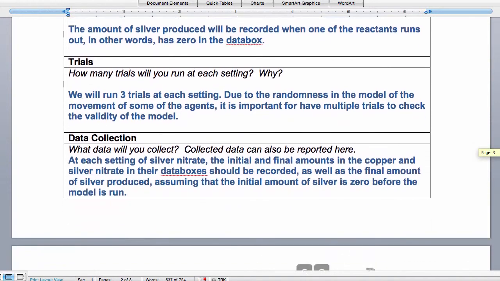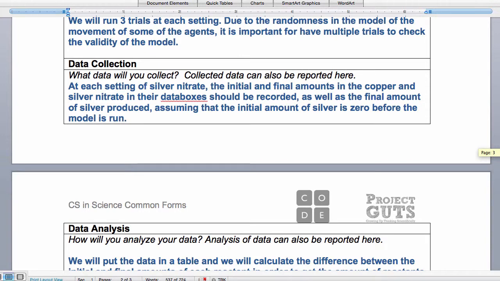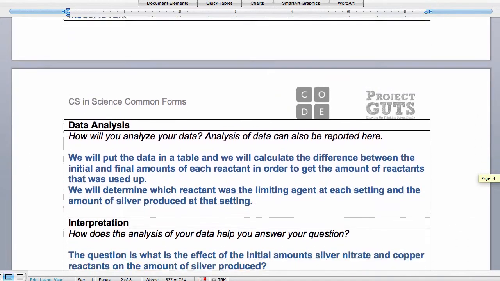The data that I will collect will start with recording the initial amounts of copper and silver nitrates and the initial amount of silver, which should be 0 if you click the setup button. Then we'll let the model run, and once one of the reactants has been completely used up, we will stop the reaction. We will record the amount of silver produced.